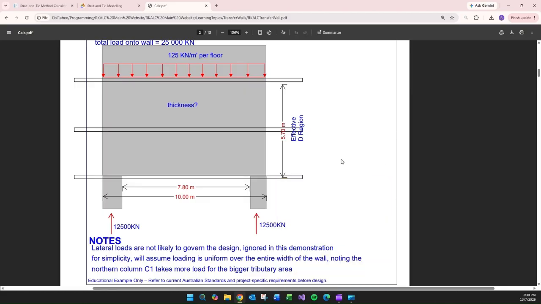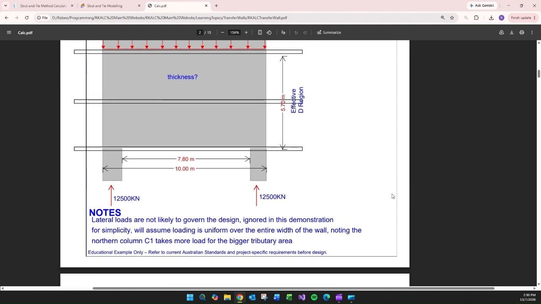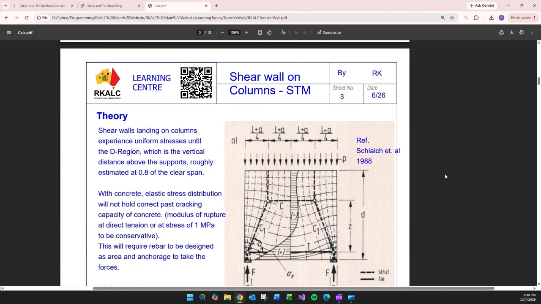I'll assume in this example that the gravity loads will govern the design, because usually they are highest when it comes to the nodal checks. There will be cases where the wall is governed by earthquake or wind loads, but for walls landing on columns, the lateral system will have a weak link, essentially those two columns, so it won't really work harder on laterals generally, but each case has its own merits.